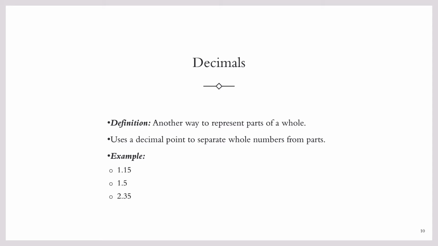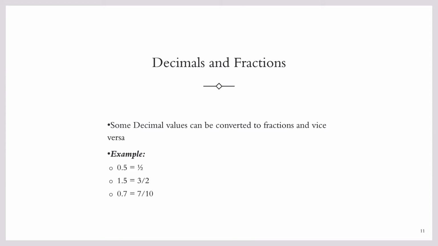Decimals are another way of representing parts of a whole. We use a decimal point to separate whole numbers from parts. An example is 1.15, 1.5, and 2.35. Decimals and fractions are usually interconvertible, which means that fractions can be written in the form of decimals and decimals can be written in the form of fractions.